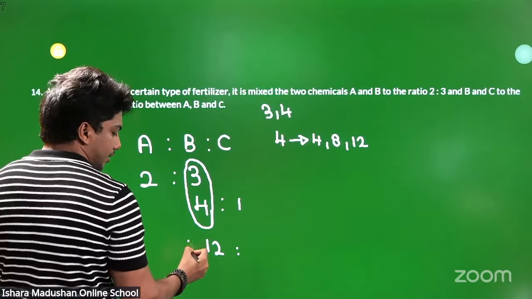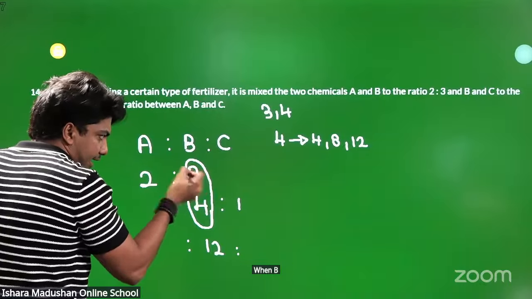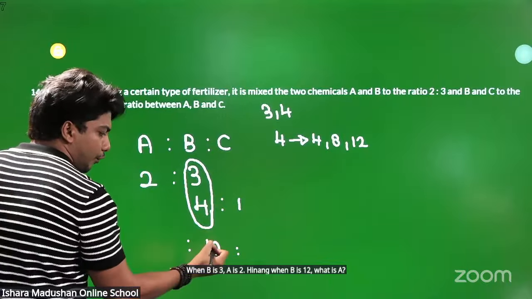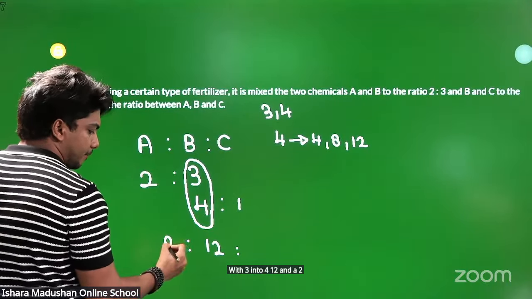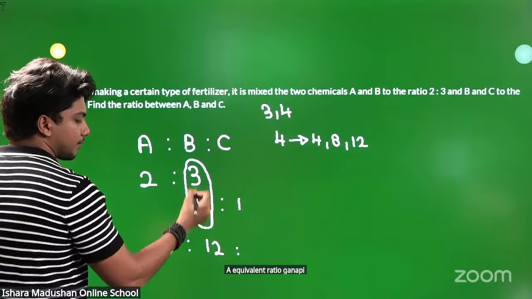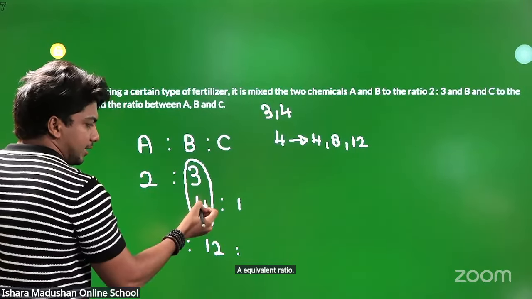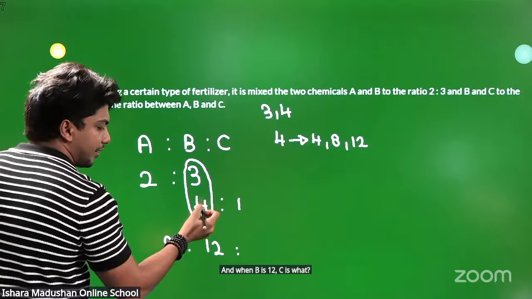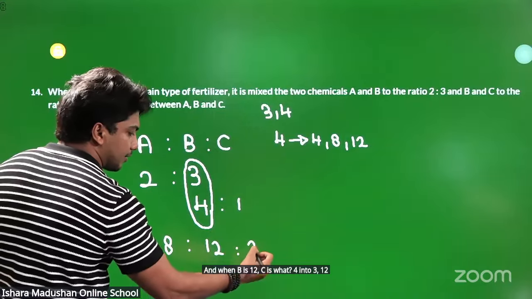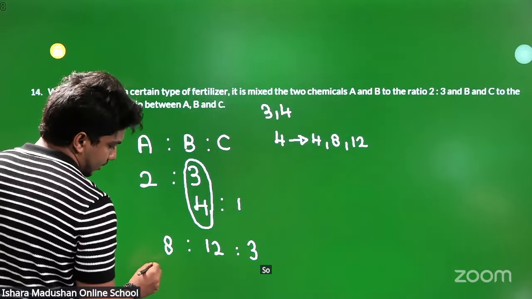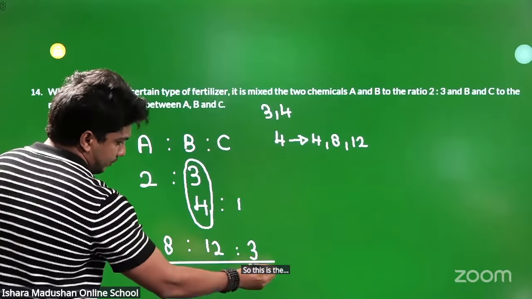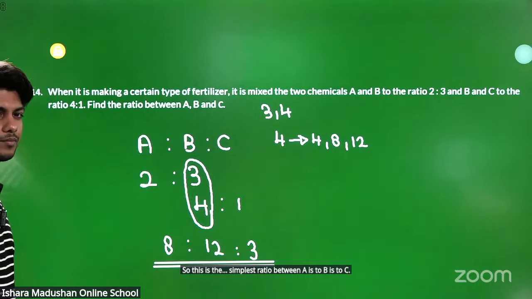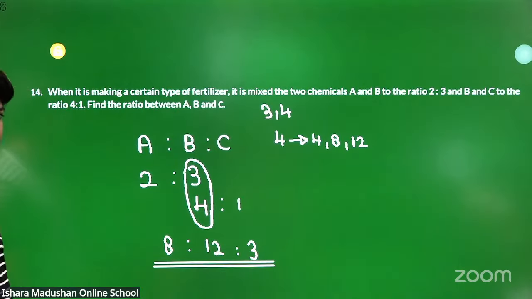Right. When B is 3, A is 2. So when B is 12, what is A? 3 into 4 is 12, so 2 into 4 is 8. Because we take equivalent ratios. In the other, when B is 4, C is 1. So when B is 12, C is what? 4 into 3 is 12, so 1 into 3 is 3. So this is the simplest ratio between A is to B is to C.